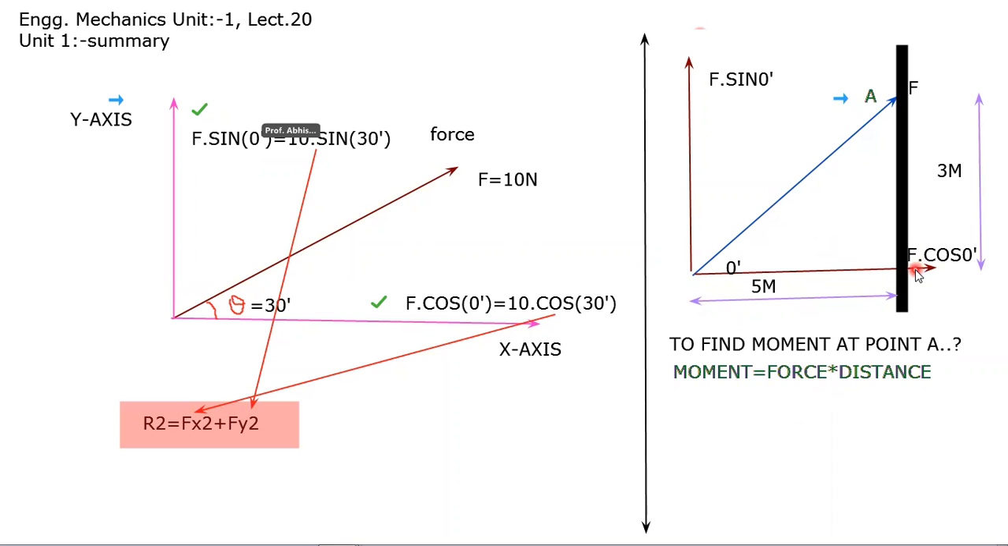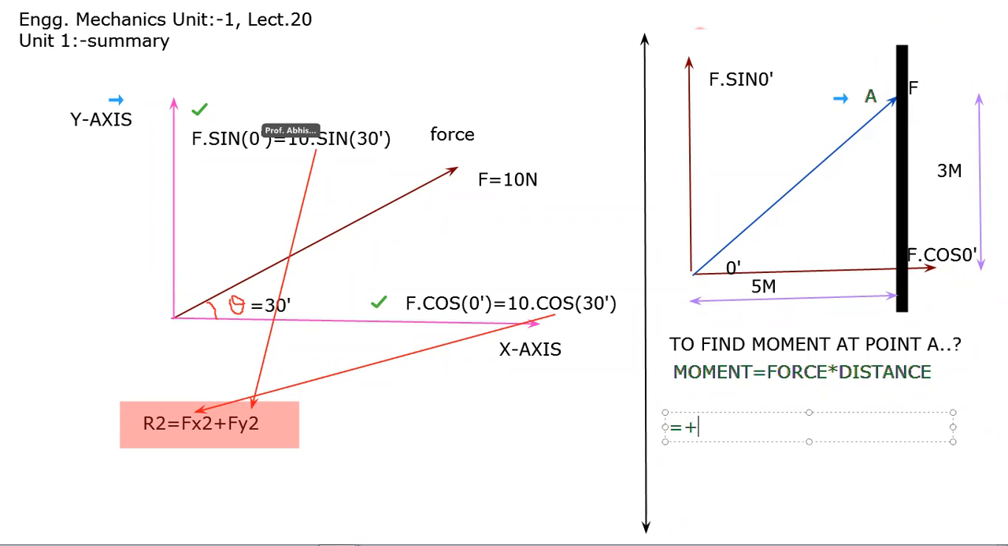So you have to calculate the distance of that particular component from the point. Now what is the distance of F cos theta from point A? 3 meter. Here you can see 3 meter is the distance of F cos theta from point A. Now this force is going in the anti-clockwise direction about the point A. For anti-clockwise, the direction will be positive, so in the calculation you take it positive.